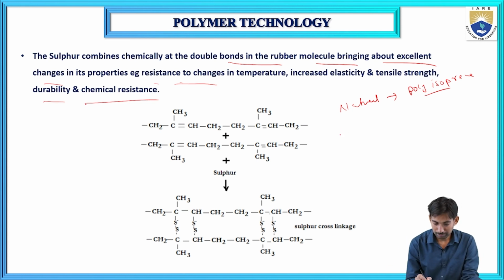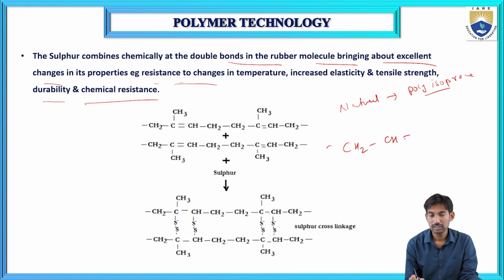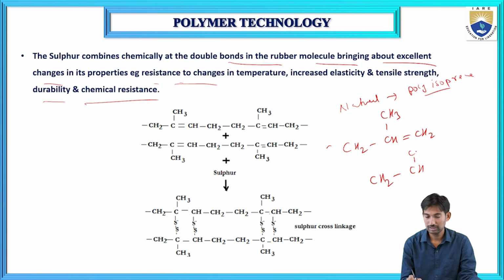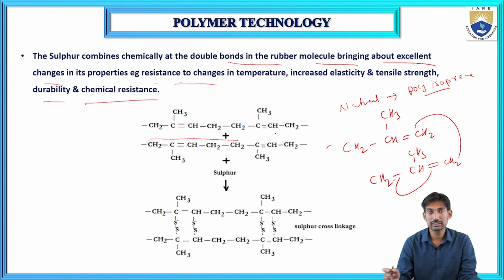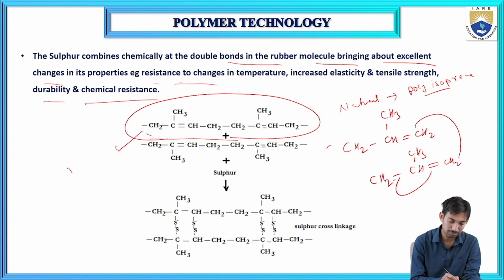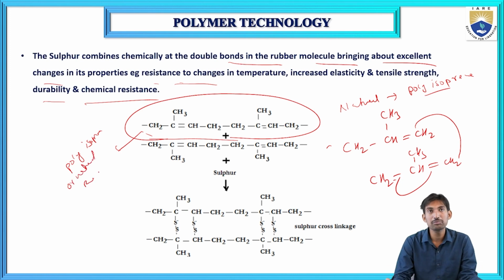The structure of isoprene is CH2=CH-CH=CH2 with a CH3 group. This is the structure of isoprene. Many molecules of isoprene undergo polymerization and form a polymer-like structure. This is called polyisoprene, or natural rubber.